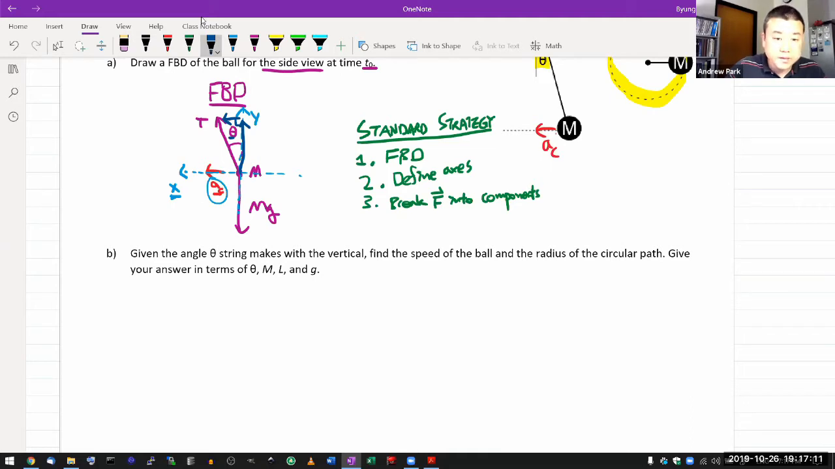So this is the adjacent side, so this should be T cosine theta. And this is the opposite side to the angle, so this should be T sine theta.